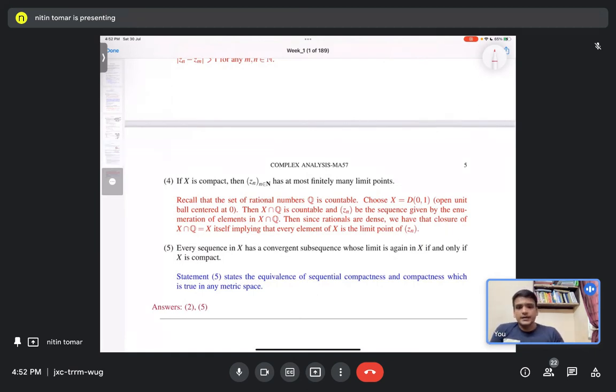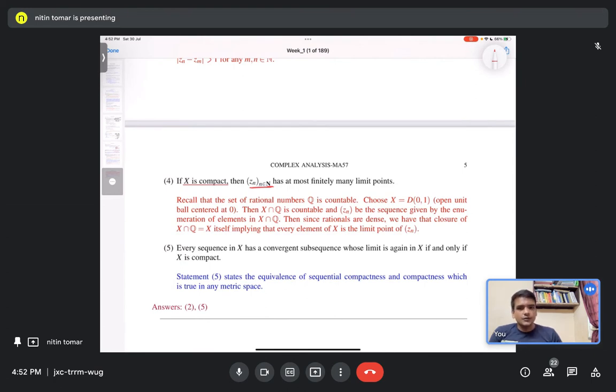So if X is compact, then by the Bolzano-Weierstrass theorem, you have known that compactness and sequential compactness in a metric space are the same. So if X is compact, then this sequence Zn will have a convergent subsequence. This much is guaranteed, because compactness and sequential compactness are the same notion in a metric space, and since the complex plane is a metric space, this is true.